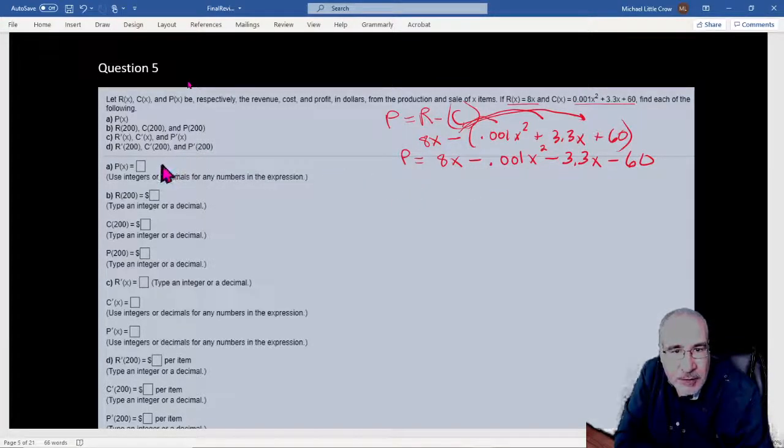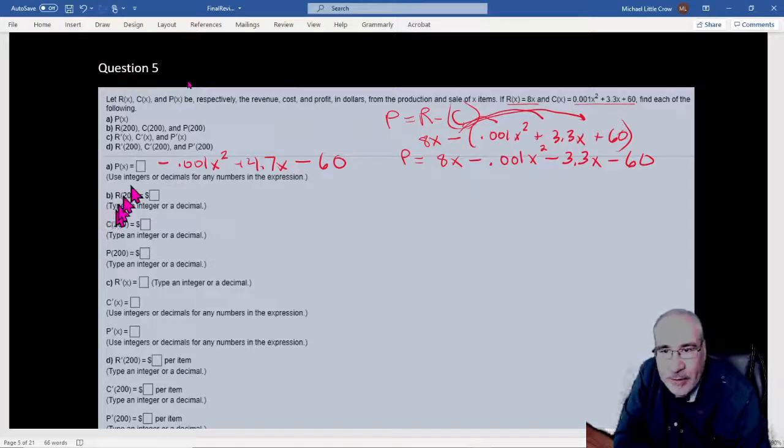So our profit function actually is going to be negative 0.001x squared. 8 minus 3.3 is going to be 4.7, positive 4.7x. That's what we get to keep. And then negative 60. So a $60 fixed cost, variable costs over here with the negative, but the profit, what we get to end up with is 4.7 per unit. Well, we don't end up with it, but that's the positive we got to get out.